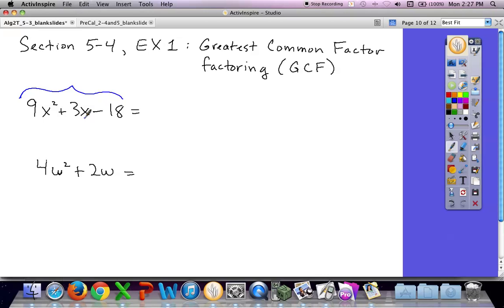3, right? Once you find the GCF, then you take that in front of the parentheses, kind of like a reverse distributive property. And now you're going to put inside the parentheses what you get if you divide the 9x squared by 3? 3x squared. What do you get if you divide 3x by 3? Plus x. What do you get if you divide negative 18 by 3? Negative 6.